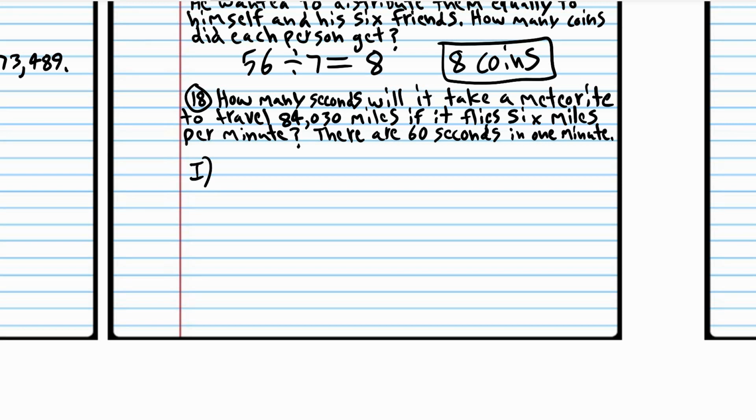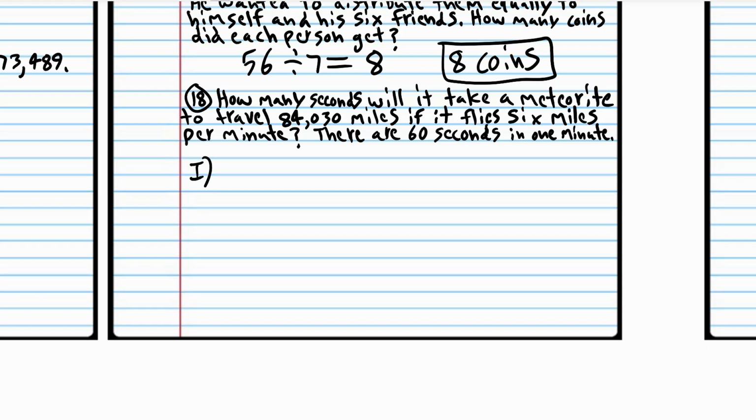Okay? So that means if you times 6 by 2, 12 miles, that'll be 2 minutes. Add another 6, you get 18 miles, that'll be 3 minutes. Add another 6, you get 24 miles, that'll be 4 minutes. And you just keep adding 6s and 6s until you get 84,030 miles. But obviously that's going to take forever.